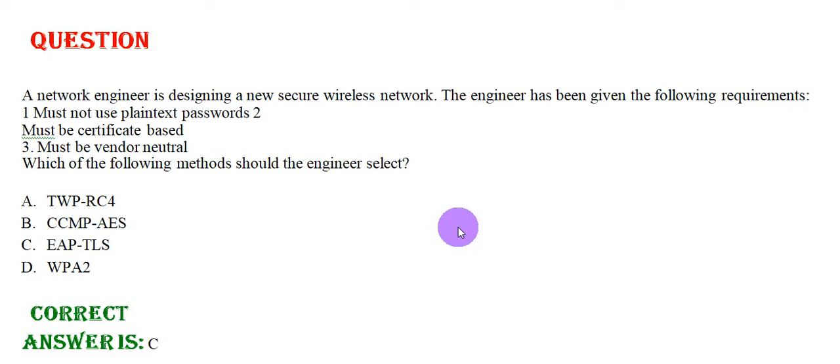A network engineer is designing a new secure wireless network. The engineer has been given the following requirements. First, must not use plain text passwords. Second, must be certificate based. Third, must be vendor neutral. Which of the following methods should the engineer select? Option A, TKIP, RC4. Option B, CCMP, AES. Option C, EAP-TLS. And option D, WPA2. The correct answer is option C.